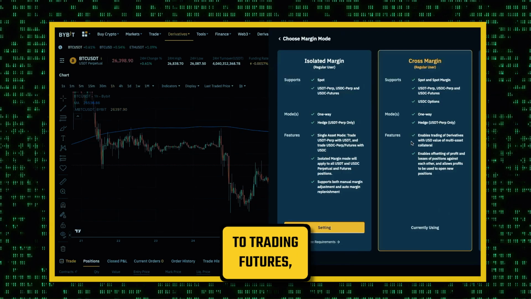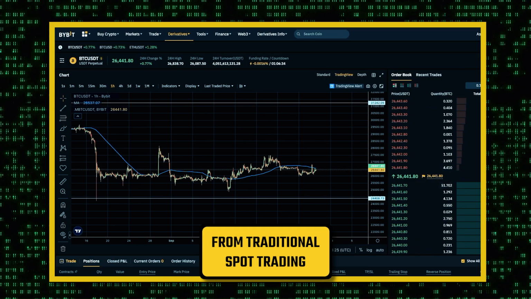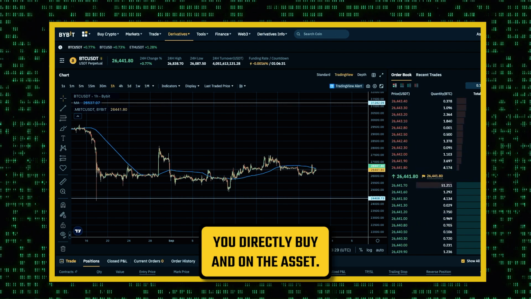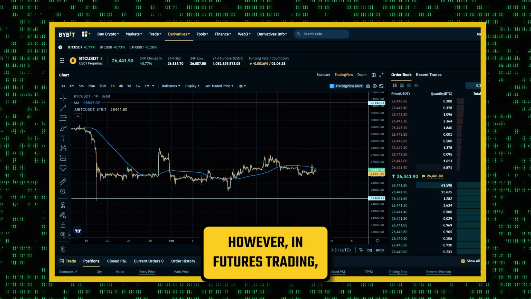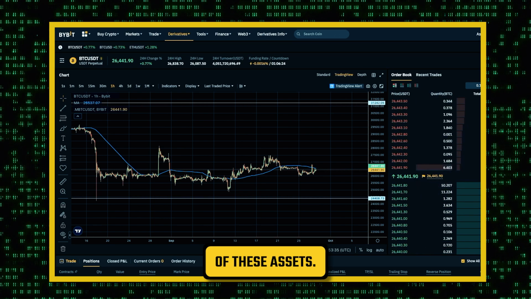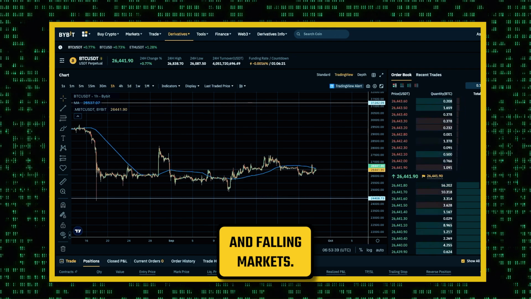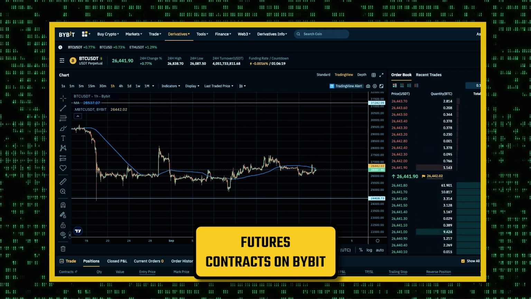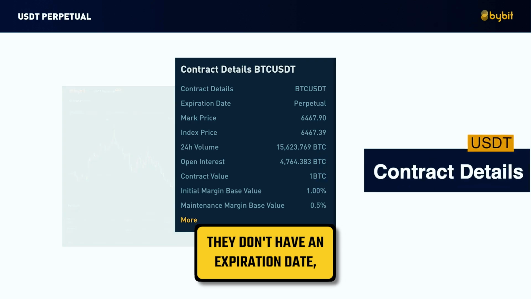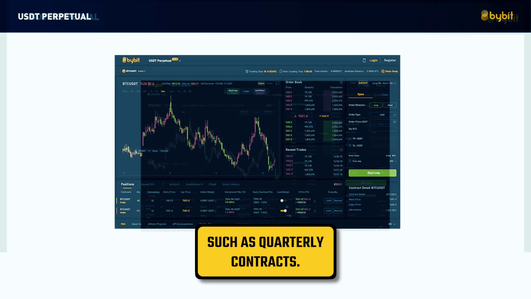Now, when it comes to trading futures, it's important to understand how they differ from traditional spot trading. In spot trading, you directly buy and own the asset. However, in futures trading, you're dealing with contracts that allow you to speculate on the future price of these assets. This gives you the potential to profit from both rising and falling markets. Futures contracts on Bybit can be either perpetual, meaning they don't have an expiration date, or they can have a fixed expiration period, such as quarterly contracts.